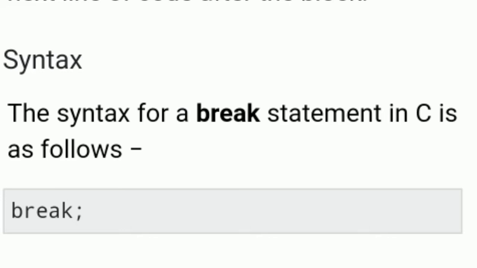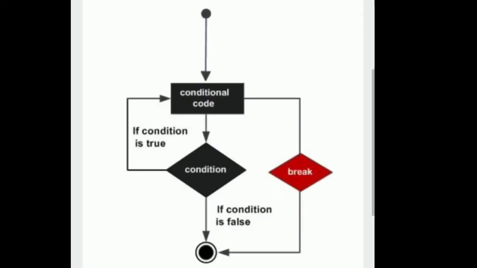The syntax for a break statement in C is simply break, ended with a semicolon. The flow diagram is as follows.